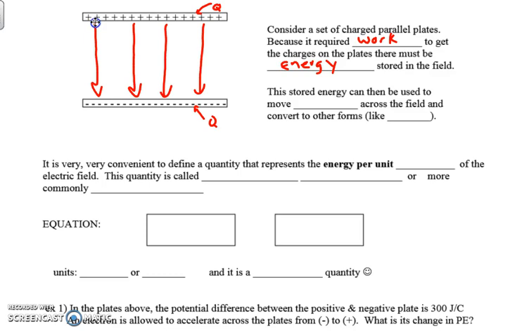Just like in a room where there is a gravitational field from the ceiling to the floor, there is energy potentially there by lifting something up from the floor to the ceiling. So if we decide to take a charge and put it in this field, it wants to go toward the top, and as it goes towards the top, there's going to be a gain in kinetic energy. So the stored energy can be used to move charges, test charges that is, across the field and convert to other forms, especially kinetic energy.